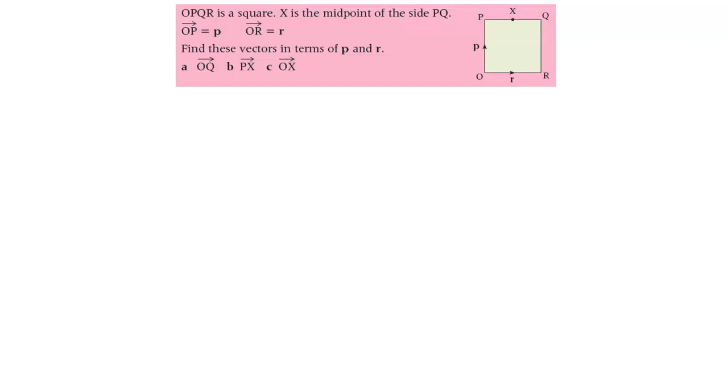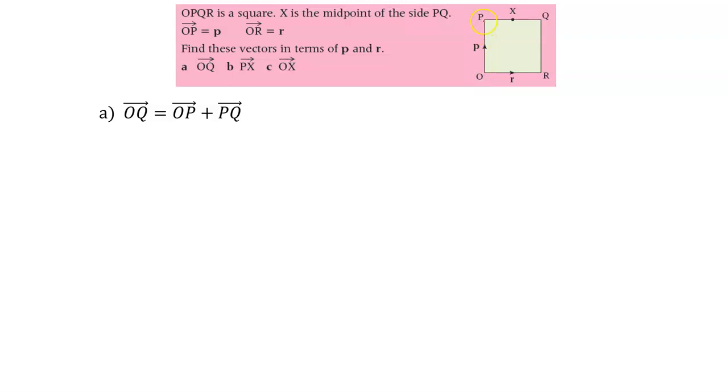Okay then, so let's have a look at how we can use these vectors. Here I've got a square. Actually, I'm not going to read it to you. You can read the question for yourself. Okay then, so OQ, to get from O to Q, I can't move through the middle of the square like this. I've got to follow edges that I know. I can go from O to P and then P to Q.